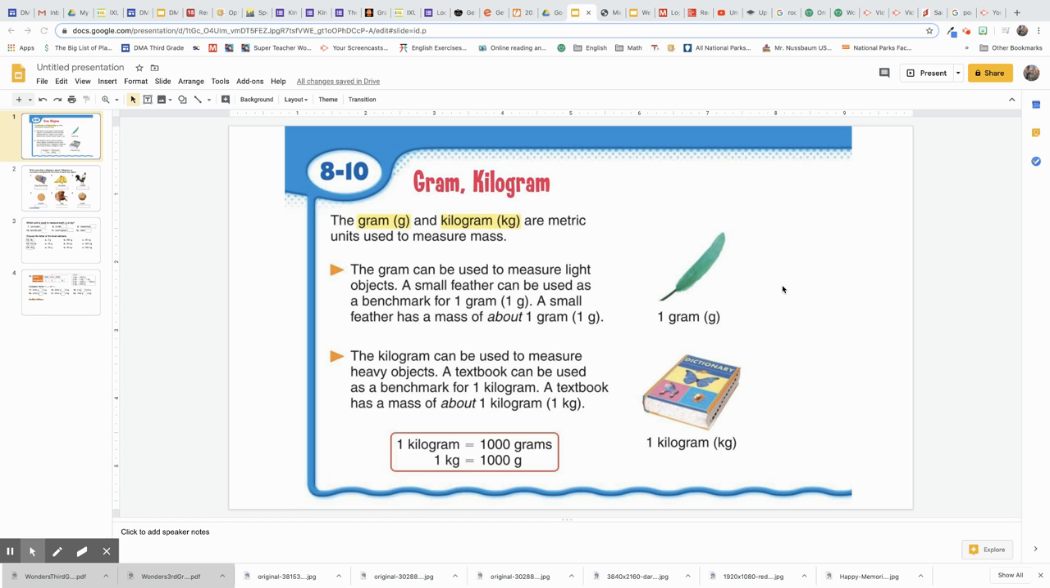Hi, third grade. Today, what we're going to be working on are the gram and the kilogram. These are the metric units used to measure mass, similar to the ones that we use in our customary units of ounces and pounds.